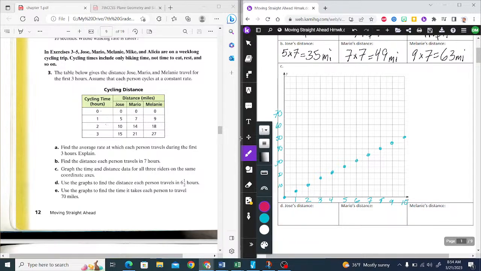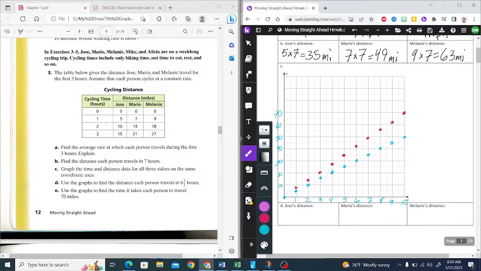He's 1 and then 7, and then 14, and then 21, 28, 35, 42, 49, 56, 63, and then 70. And then let's go with purple for Melanie.